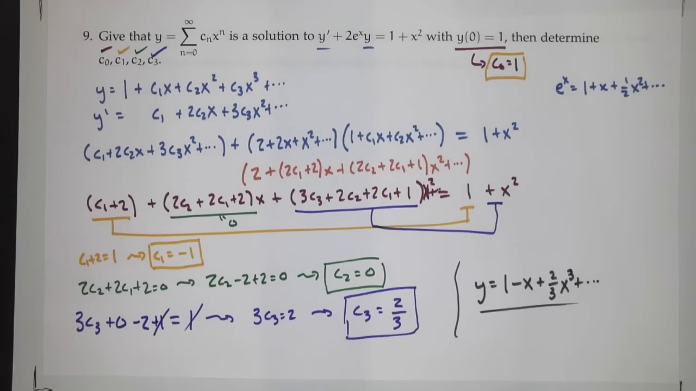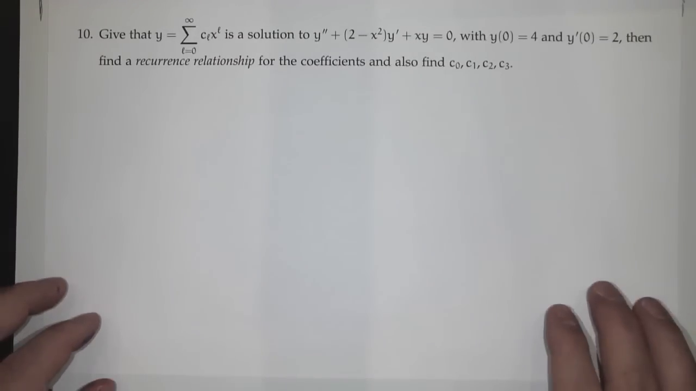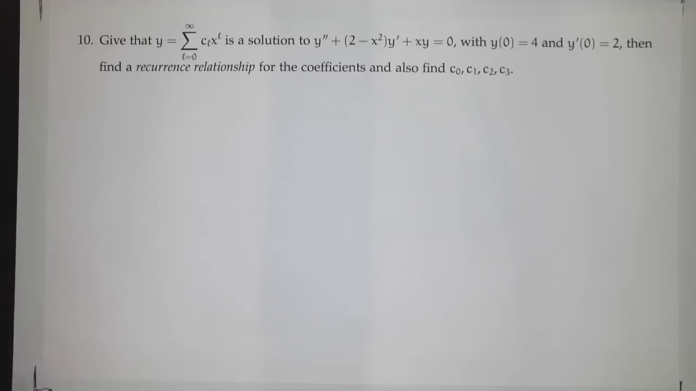All right, which brings us to number 10, our final problem. Wonderful. We've been waiting so long. Okay, number 10. Given that y, which is this sum, is a solution to y double prime plus 2 minus x squared y prime plus xy equals 0, with y of 0 equals 4, y prime of 0 equals 2, then find a recurrence relationship for the coefficients, and also find C0, C1, C2, C3.